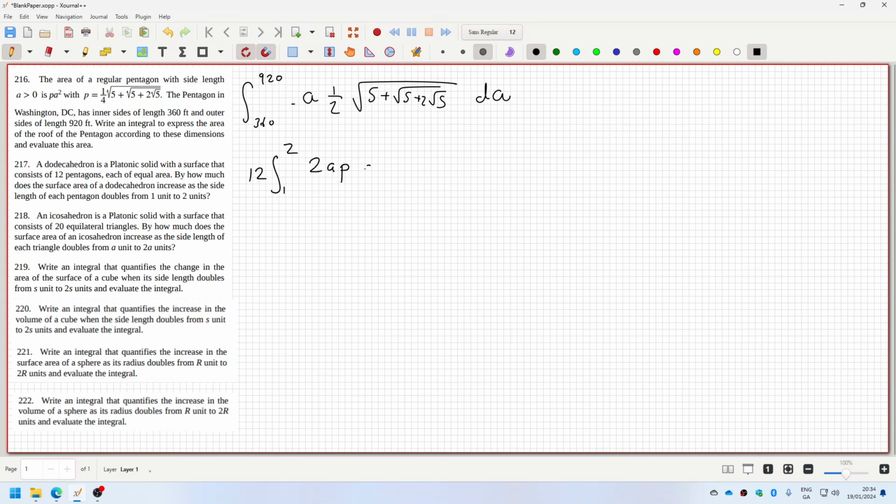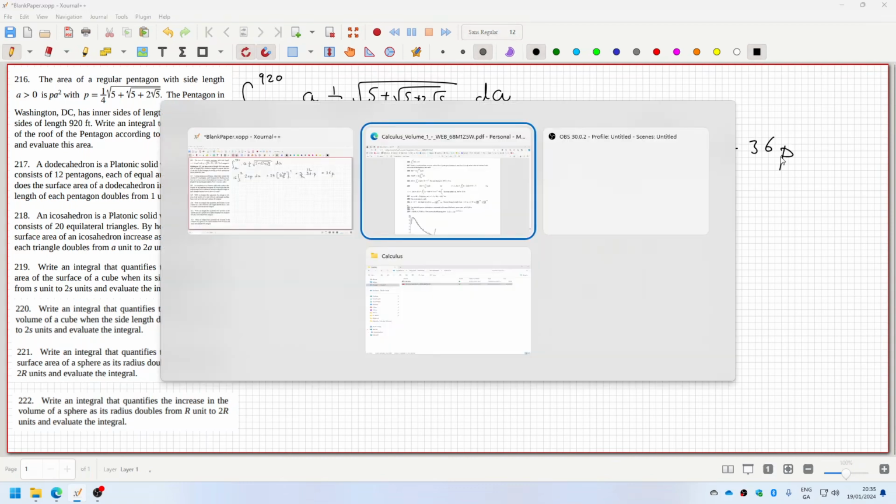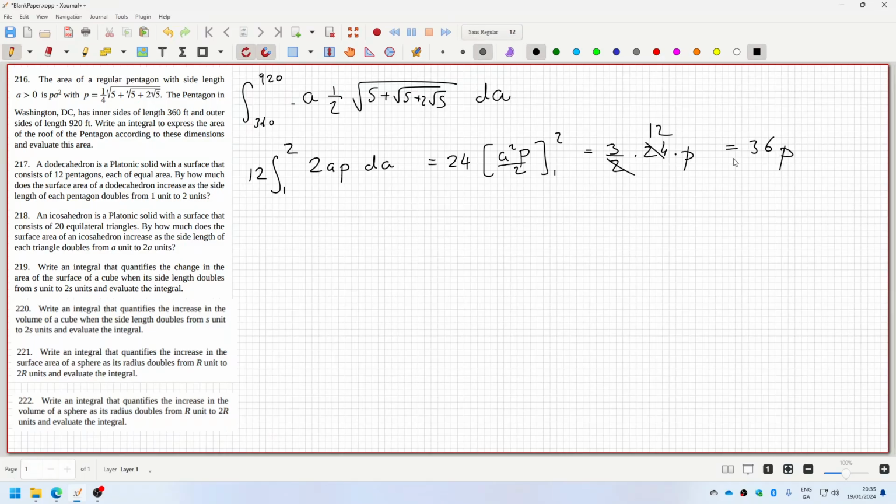2AP dA. So that would be 24 times A squared P over 2, from 1 to 2, 4 minus 1, 3 over 2 P, 3 over 2 times 24P. So that's 36P. Yeah, okay, that's the answer, isn't it? Okay, great. Okay, so this is the same.